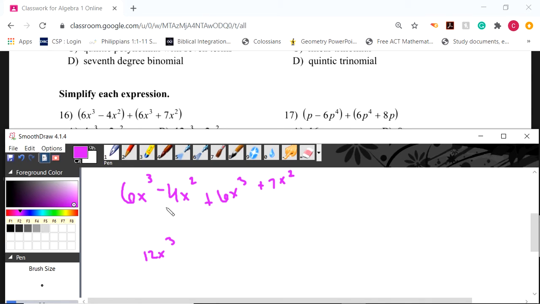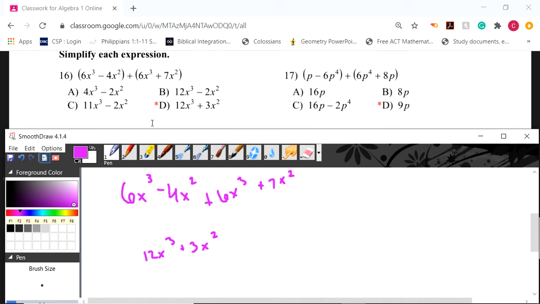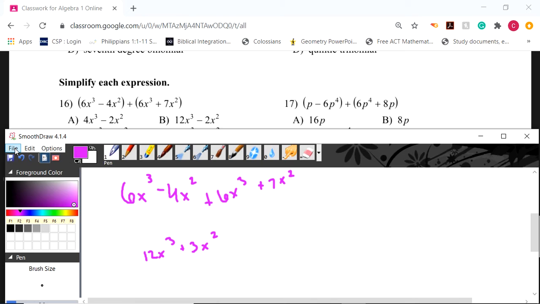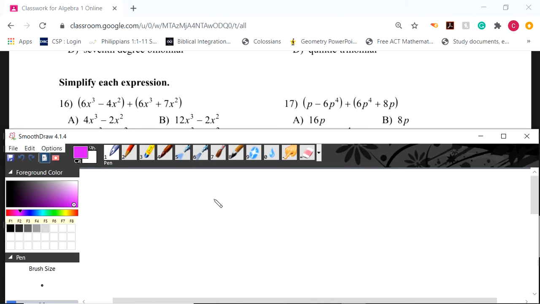And then you look at the squareds. Minus 4x squared plus 7x squared is plus 3x squared. And that's your answer. I mean, these aren't tough. Okay, let's do this next one. And remember, we're adding these, so we don't have to worry about the parentheses. And I like to go ahead and add my top exponents together first. So p to the fourth is my top one. Negative 6p to the fourth plus 6p to the fourth just cancels each other out. So that's 0. So now we just have p plus 8p, which is just 9p.